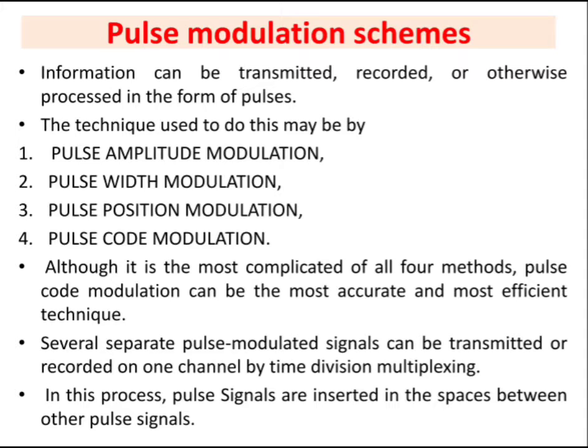In pulse modulation, the carrier is no longer a continuous signal but consists of pulse trains. Hence, the modulation is called pulse modulation scheme. That is, in analog modulation, the carrier signal was a continuous signal. Here, the difference is that the carrier signal is no longer continuous but consists of a pulse train.